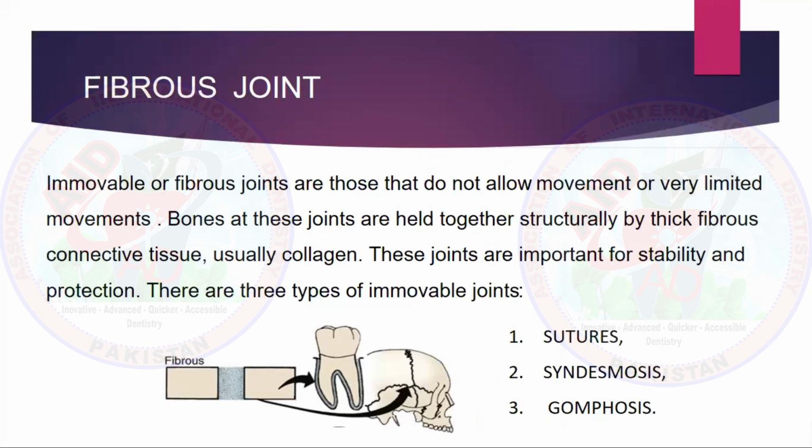Bones at these joints are held together structurally by thick fibrous connective tissue. It is usually collagen. These joints are important for stability and protection. Now these, which we say are the fibrous joint, have further divisions. They are divided into sutures, syndesmosis, and gomphosis.